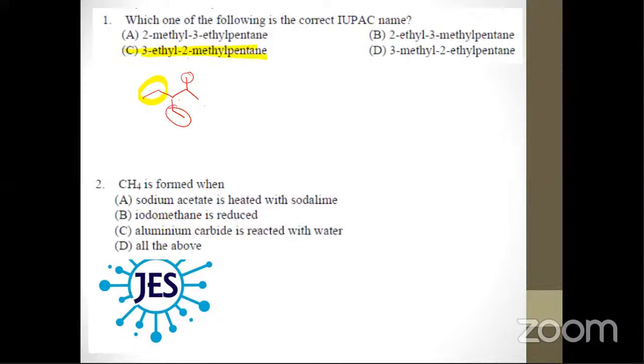Next question. We'll check the next question. Question number 2. Methane is formed when? When is methane obtained? Sodium acetate is heated with soda lime. Yes, this is a decarboxylation reaction. Hope you remember it.